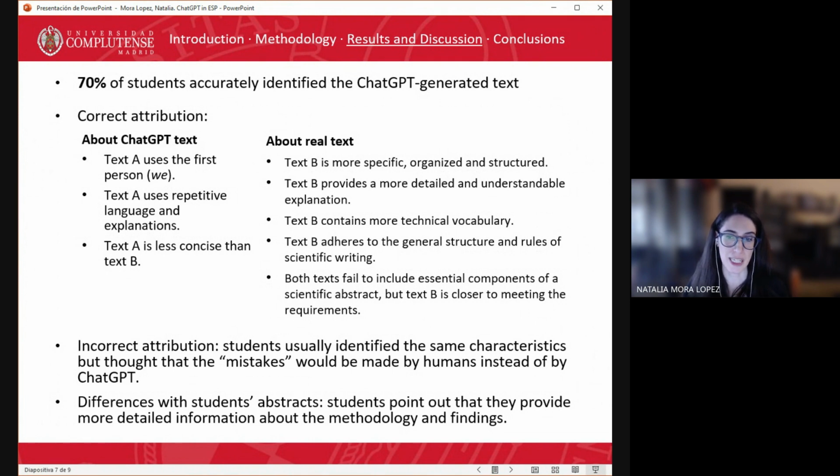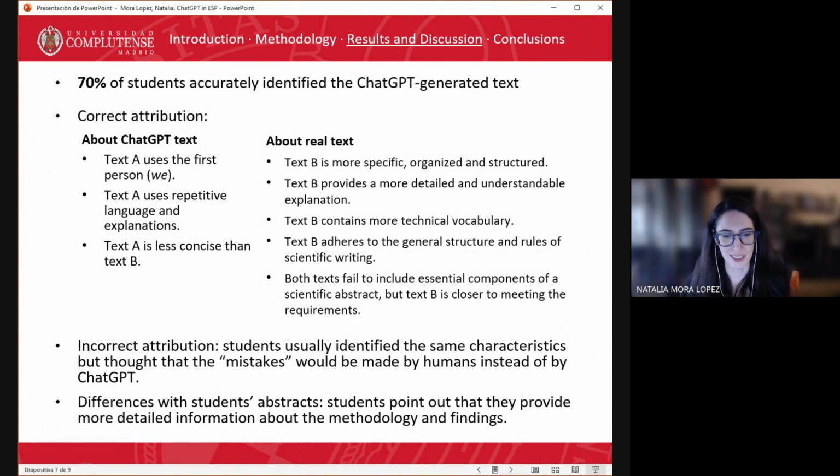And also they said that text A uses repetitive language and explanation. So it's always about a couple of concepts again and again, with very general language, right? So we had that text A is less concise than text B, so it's more general. And then about the real text, they said that it's more specific, and it's more organized and structured. It provides a more detailed and understandable explanation of the topic. It contains more technical vocabulary as well, and it adheres to the general structure and rules of scientific writing.